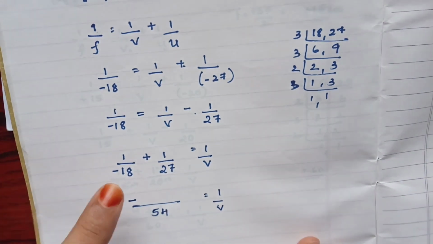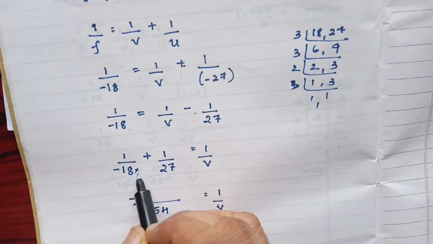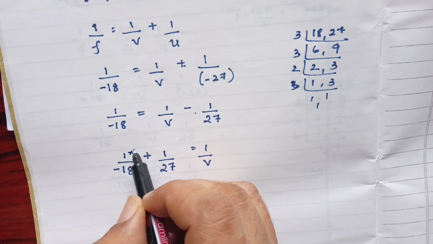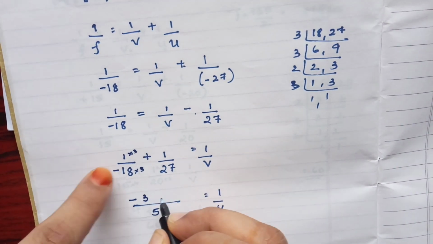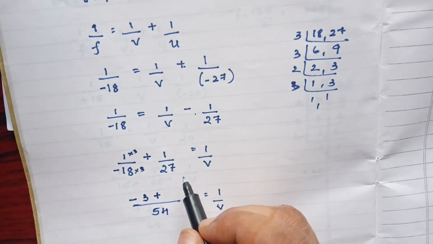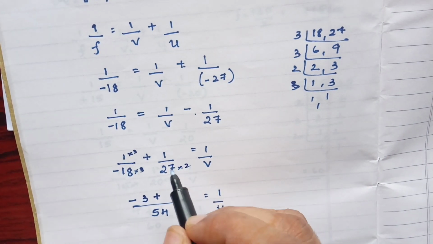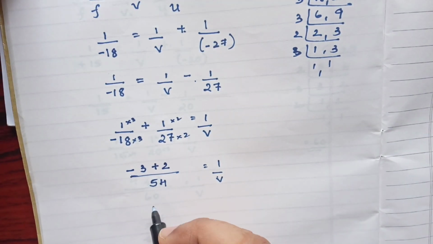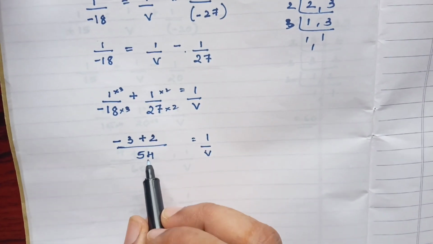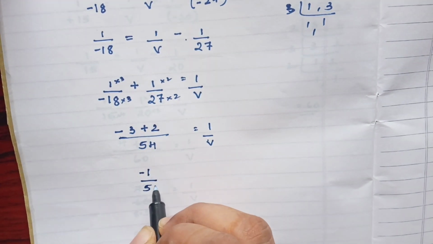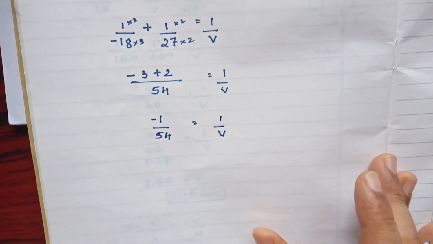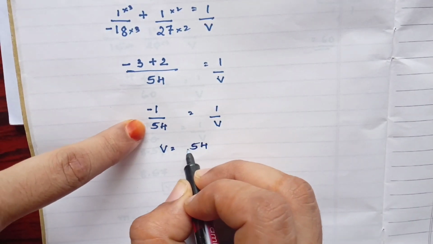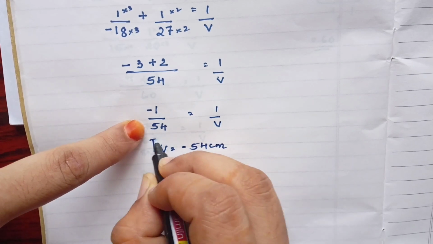Okay, so here it's supposed to be minus 1 upon 18. How much is 54? 18 3s are 54, right? So multiplying the upper part with 3, so 1 times 3 is 3, plus 1 upon 27. How much is 54 now? 27 2s are 54, so I'll be multiplying the upper part with 2. Solving further, minus 3 plus 2, obviously I need to subtract, I'll get 1, with the sign of the greater number, that is minus 1 upon 54 is equal to 1 upon v. So taking the reciprocal, v is nothing but minus 54 centimeter.